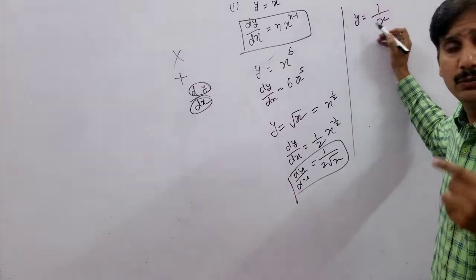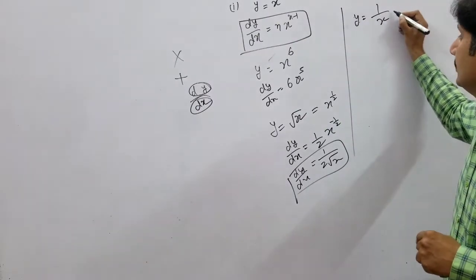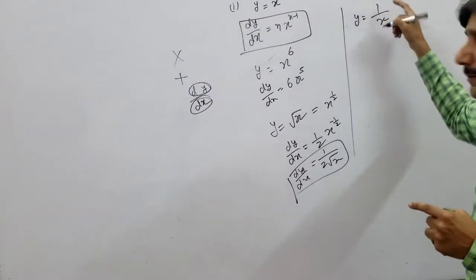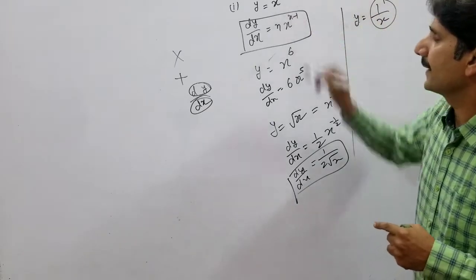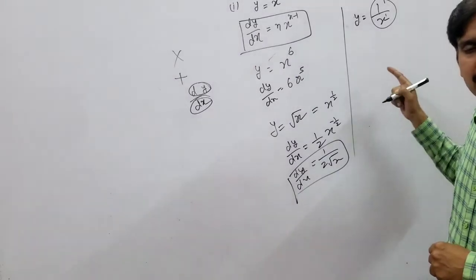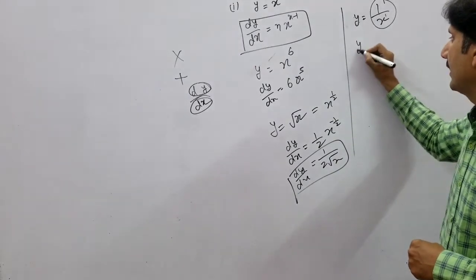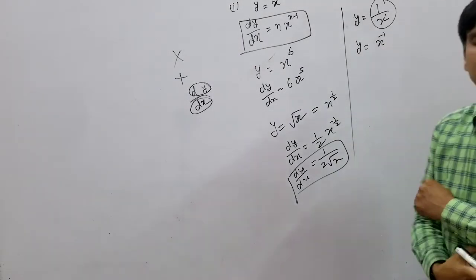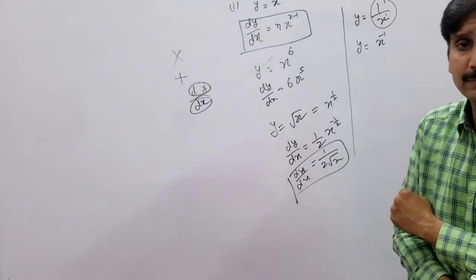Y is equal to 1 by x. I hope you have tried it. You change its shape in this form. How would you do that? It is x raised to the power 1. X raised to the power 1 is in the denominator. So y is equal to x raised to the power minus 1 if you write it down in the numerator.